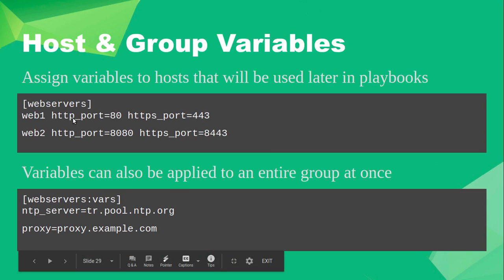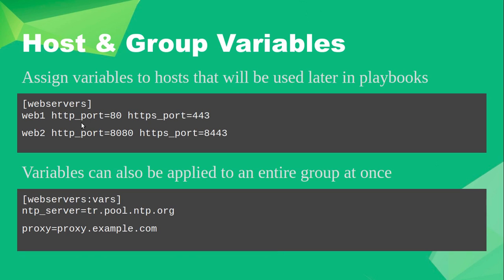Now if you want to assign a variable to a host that will be used later in playbooks, that is also perfectly fine. What I am doing here is assigning variables for web1 and web2. The web1 variables contain http_port 80 and https_port 443, and the same is for web2 as well. Variables can also be applied to an entire group at once. To do this for an entire group, inside the group name itself you write :vars, and it will apply to the entire group.